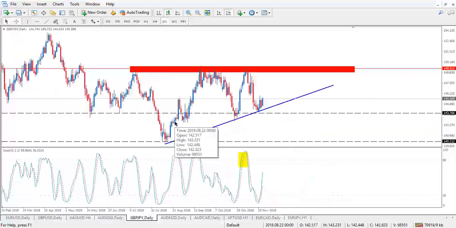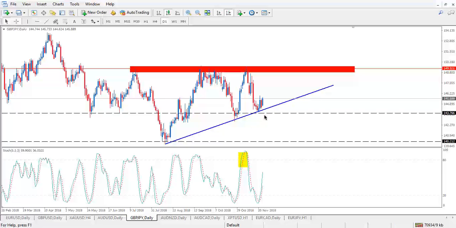Now let's move to the GBPJPY on the daily time frame. As you can see, we have an uptrend line, and above the uptrend line we have 3 strong troughs. This is the first one, the second one, and the third one where the price is trading now. So in case the price continues to trade above this uptrend line, along with the level of 143.76, then we can go long targeting the level of 149 during this week.